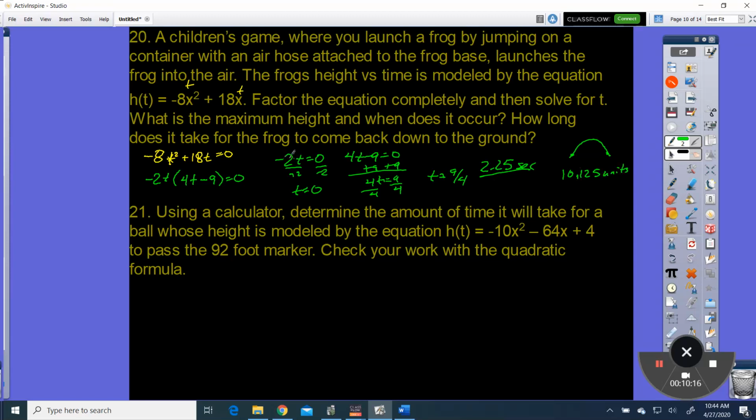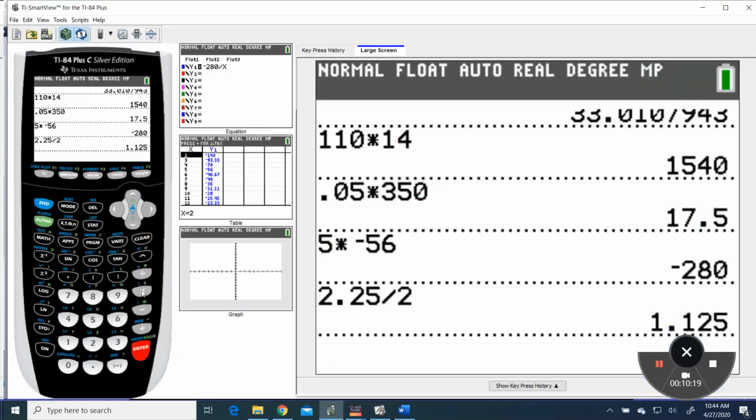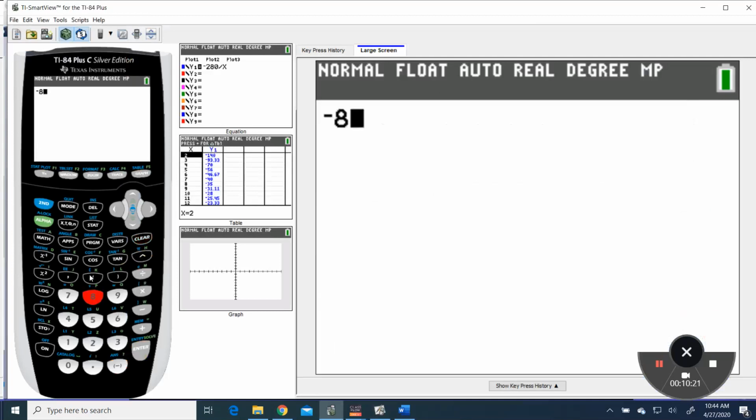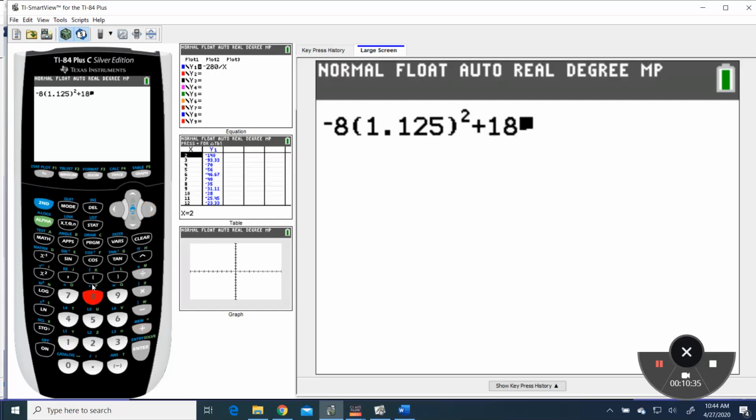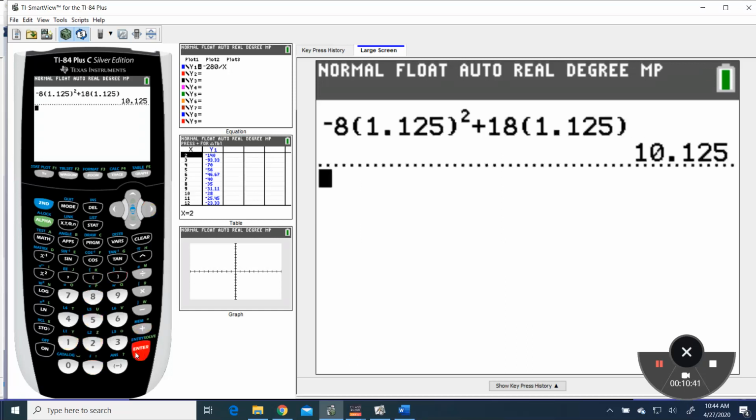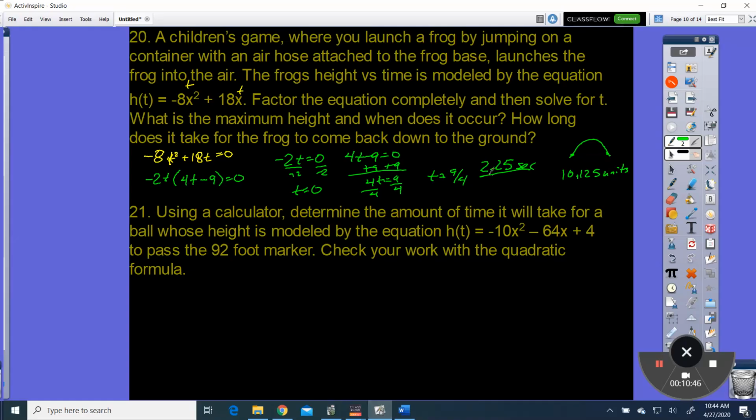The other way I could have found that is if I would have plugged in. So I have -8 times 1.125 squared plus 18 times 1.125. So I could have just plugged in once I figured out what the time was, when I took it and divided it by 2, I could plug that back into this equation, and that will also tell me the maximum height.